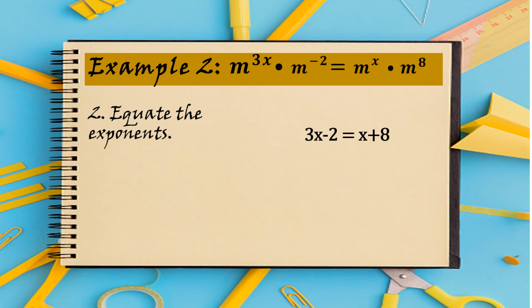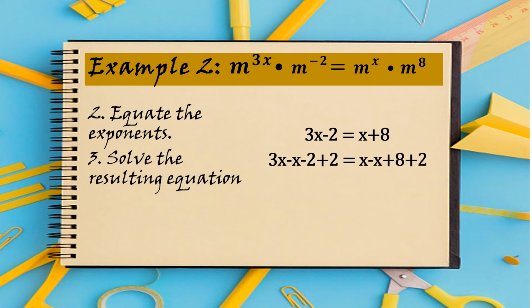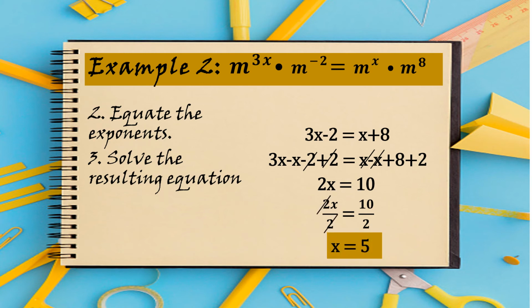And to solve for x, we use the addition property of equality, wherein we add positive 2 in both sides of the equation as well as negative x in both sides of the equation. So we cancel out negative 2 and positive 2, positive x and negative x. So we have 2x equals positive 10. And divide both sides by 2. 2x divided by 2 is x, and 10 divided by 2 is 5. Therefore, x equals 5.